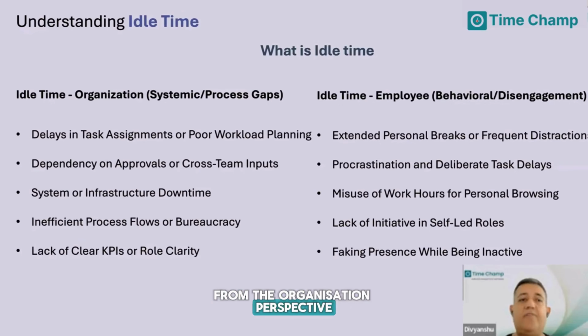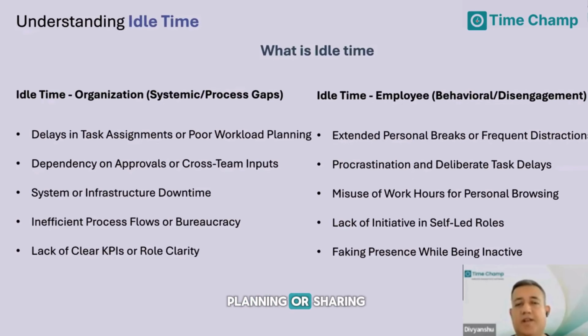From the organization perspective, it often happens that there are delays in task assignments or poor workload planning or sharing. What happens in task assignments is that if I'm one of your colleagues, I may have less work than you, considering my tenure or my role in the company, or more work than another person of the same tenure and designation. If a person has a lot of workload, they will be busier, and if there is lesser workload, they will be less busy. That may translate into idle time.